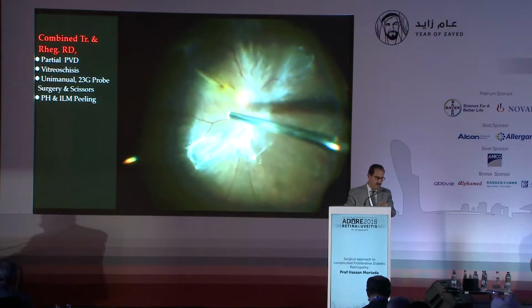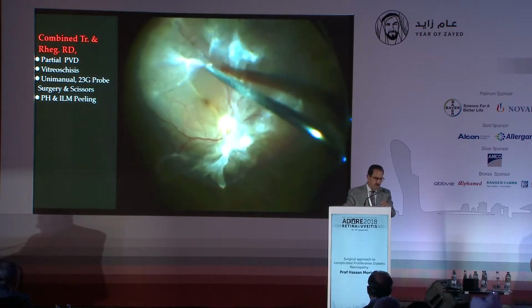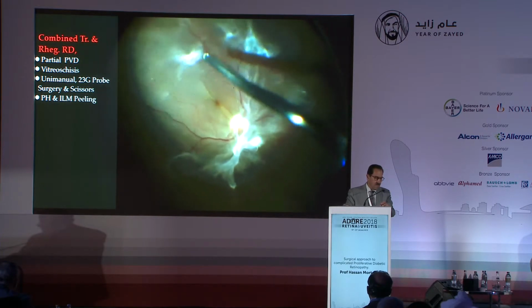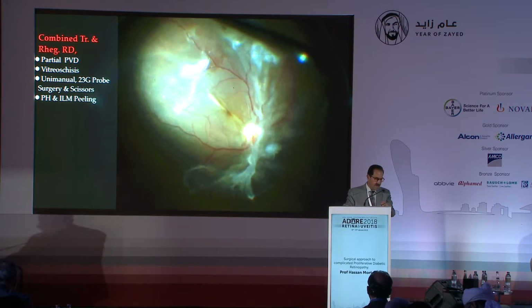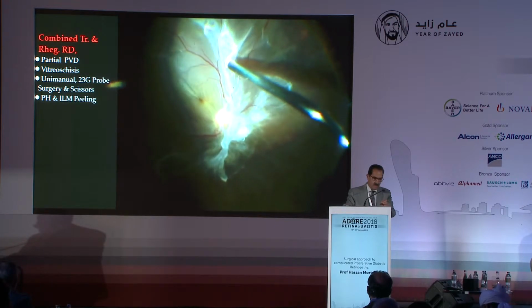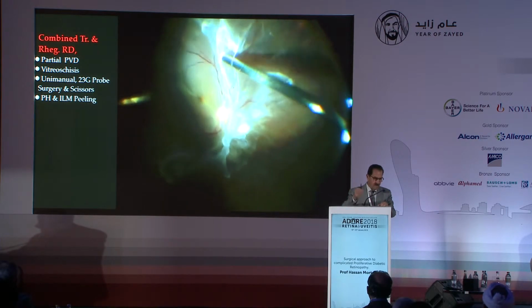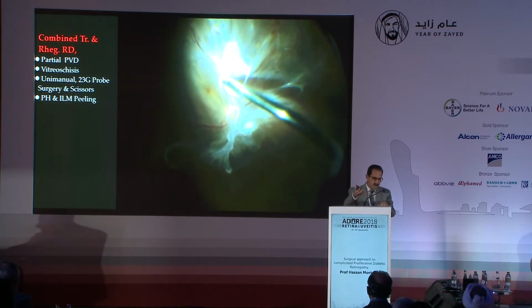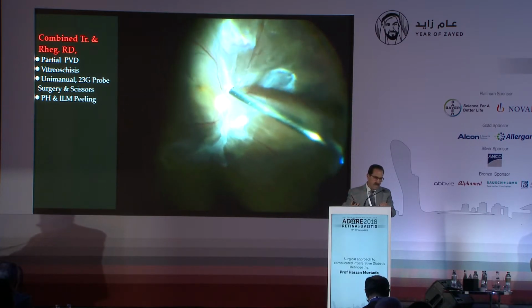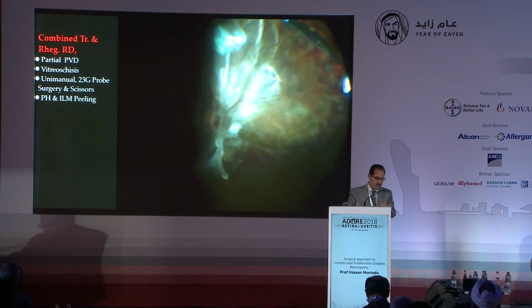This is the case of combined traction rhegmatogenous retinal detachment, and I thought at first I need to work manually because the retina is mobile, but the mobility of the retina is not dangerous. So I decided to complete the work with the 23 gauge vitrectomy probe. In these cases, you have to use the minimal suction and the high cutting rate. Here, the probe is used as a spatula, and as the probe is withdrawn, it is used to cut. And this is another technique that can be used with the vitrectomy probe.